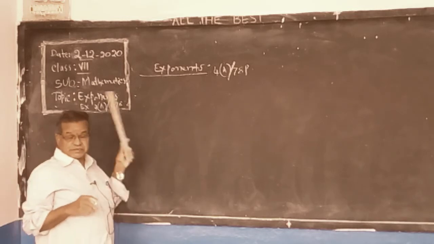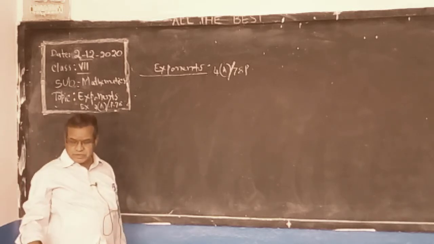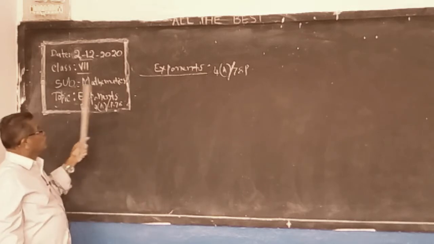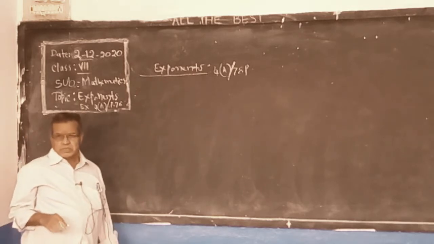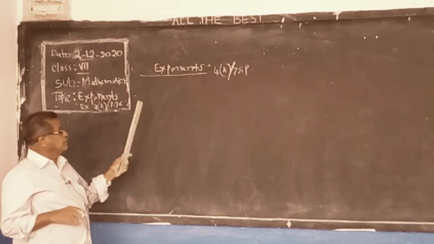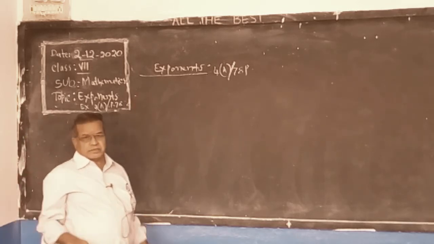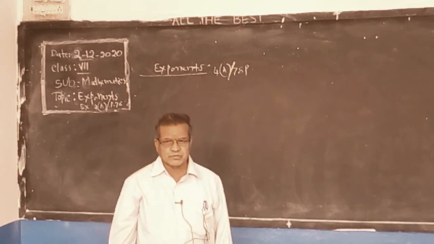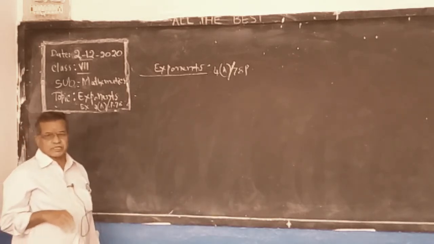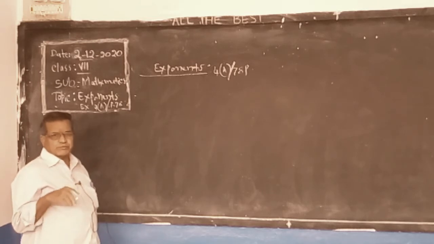In the previous class, we learned about exponents. Writing the same number repeatedly can be written in short form, in exponent form.